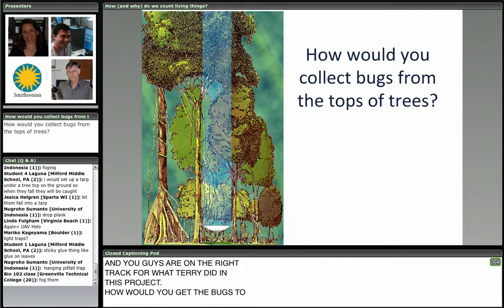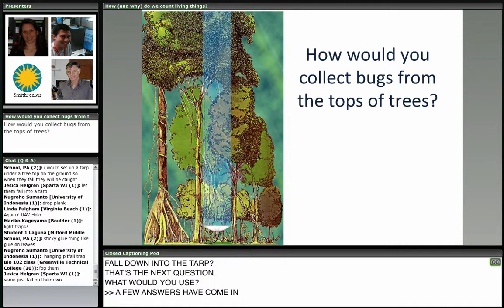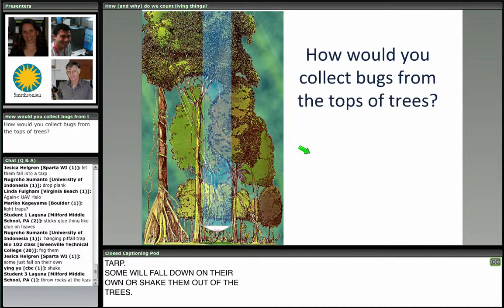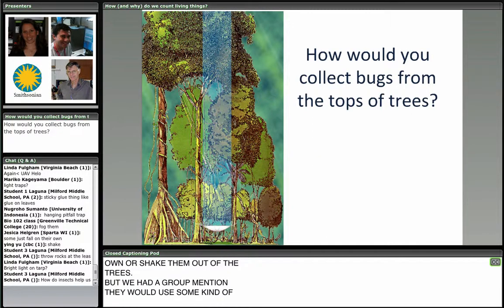Well, we've had a few answers come in on that. The students, there's some folks in Virginia Beach who said maybe using some kind of a bright light on the tarp. Some will just fall down on their own or shake them out of the trees. But we also had a group mention that perhaps they would use some kind of fogging substance. Yay. All right, you guys answered it.